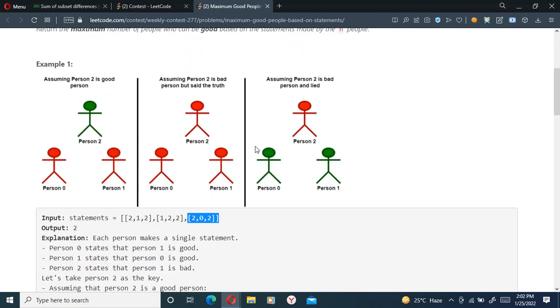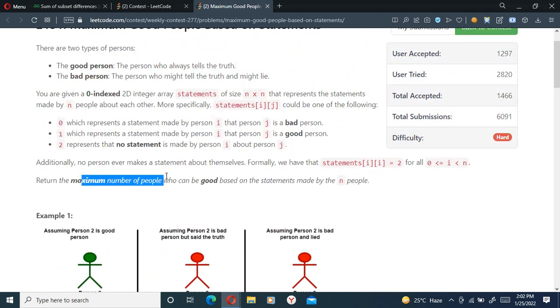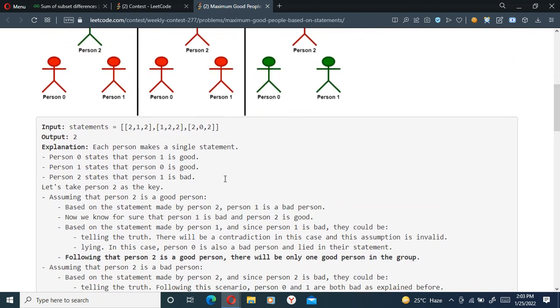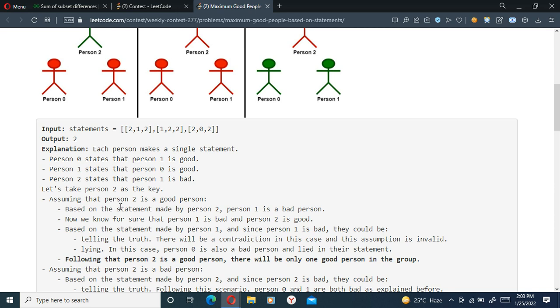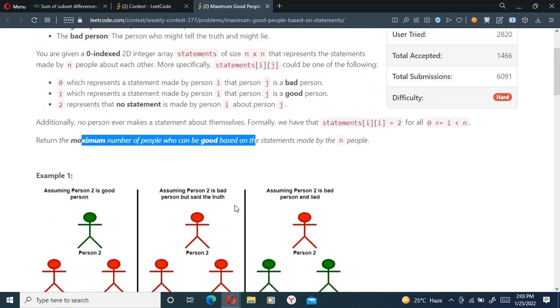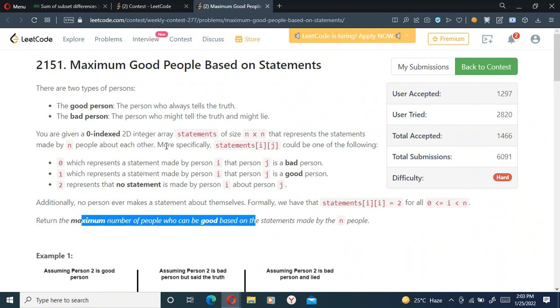Assuming that... return the maximum number of people who can be good. This one, statements made by them. Okay. Assuming that person 2 is a good person based on the statement made by person 2, person 1... Oh, I need to read this question again.